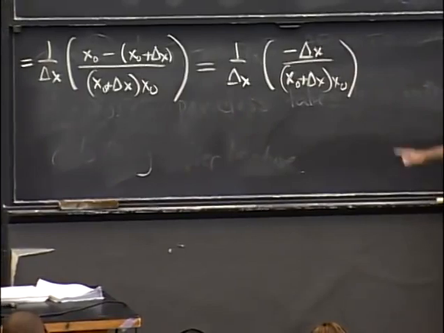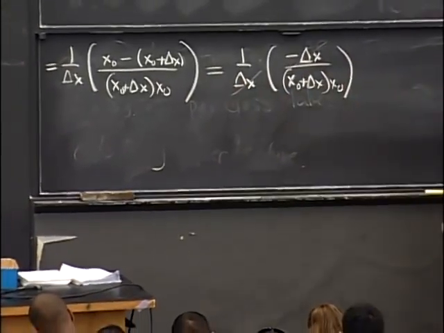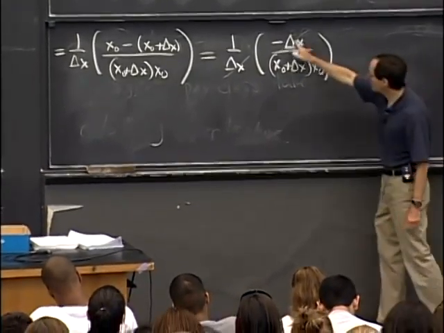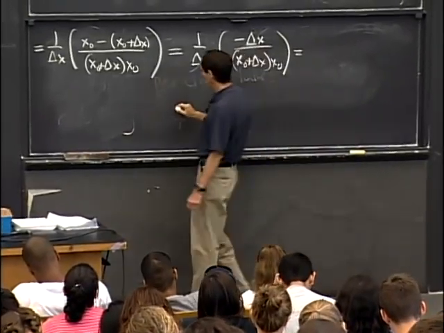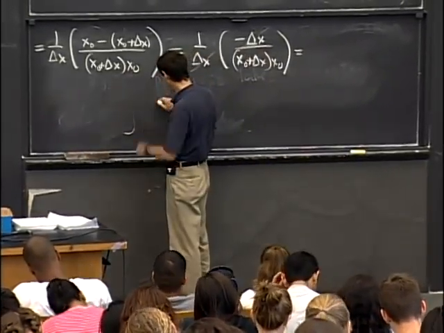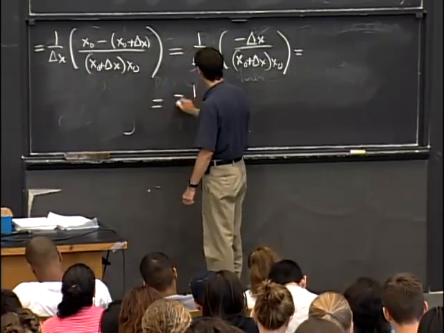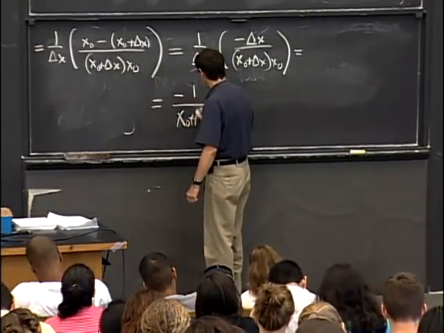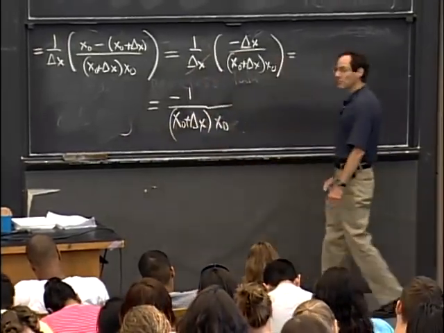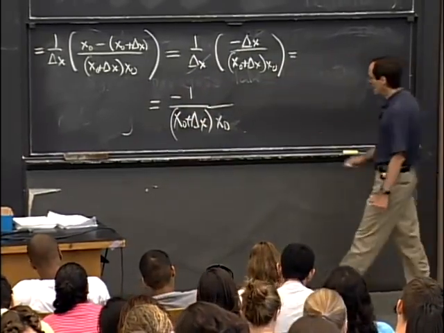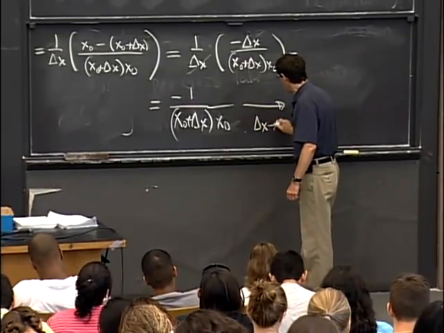And then the second step is that these two expressions cancel, right? The numerator and denominator. Now we have a cancellation that we can make use of. So we'll write that under here. And this is equals minus 1 over x0 plus delta x times x0. And then the very last step is to take the limit as delta x tends to 0.